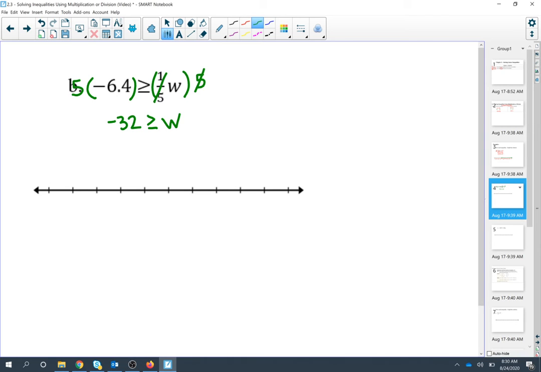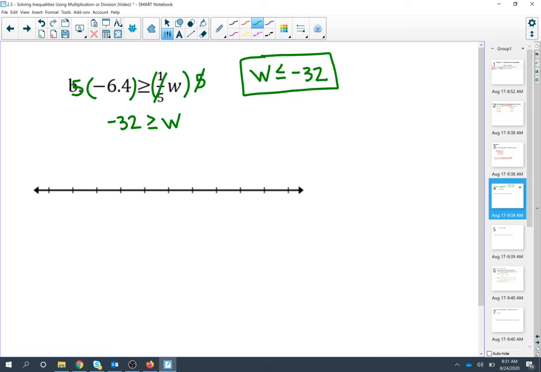Now, in order to graph that one, again, I don't like when the variable is on the right-hand side, so I'm just going to flip it. So I'm going to put the W on the left. I'm going to flip my inequality sign so it says less than or equal to, and then I'm going to put my -32 on the right.